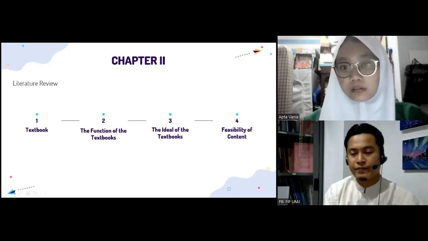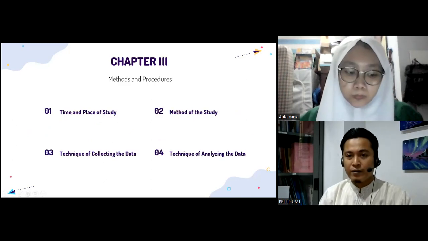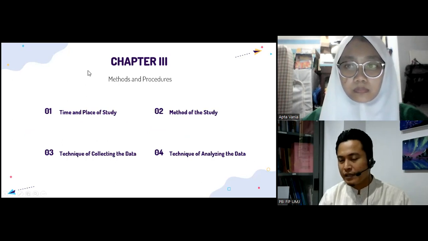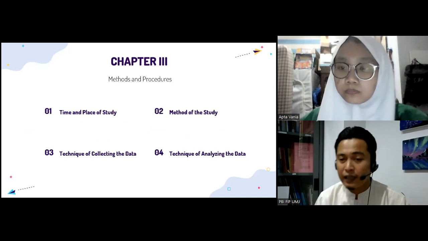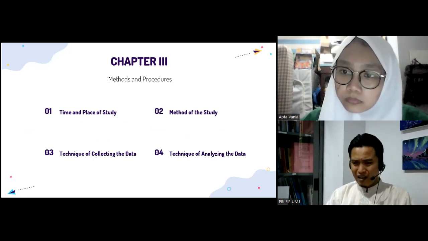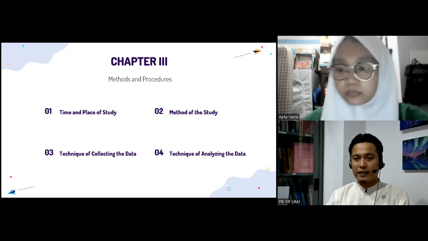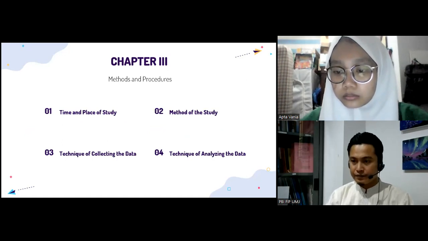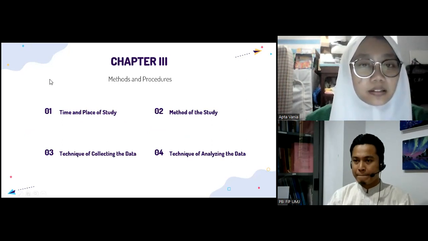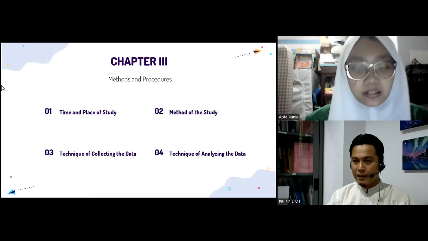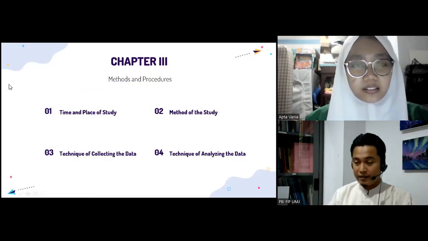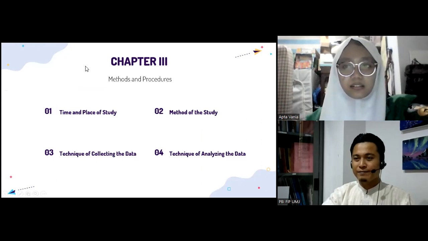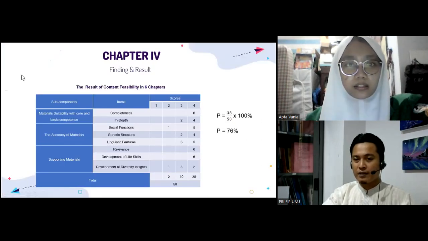Third chapter, please. Okay, there we go. For chapter 3, time and place of the study, method of the study, technique of collecting the data, and then technique of analyzing the data. I want to ask you, how did you collect the data? It is based on reading, a kind of reading to collect the data. What is the instrument that he used to collect the data here? Apta? Okay, what is the instrument that he used to collect the data? Apta? Okay, you're still muted. The instrument that you used to collect the data, please.